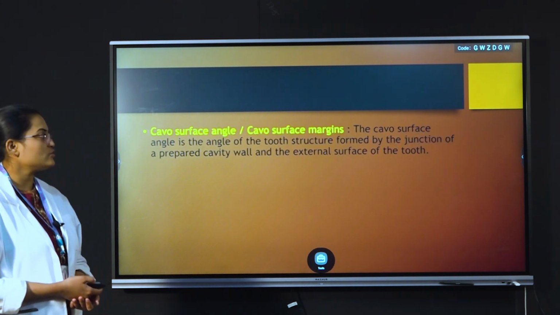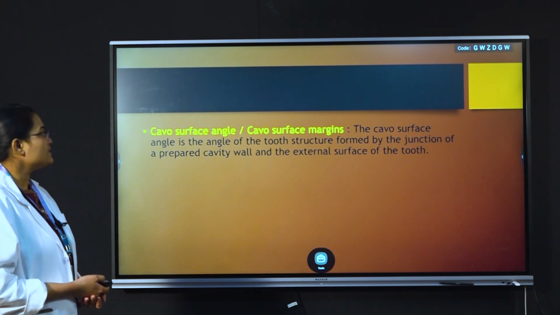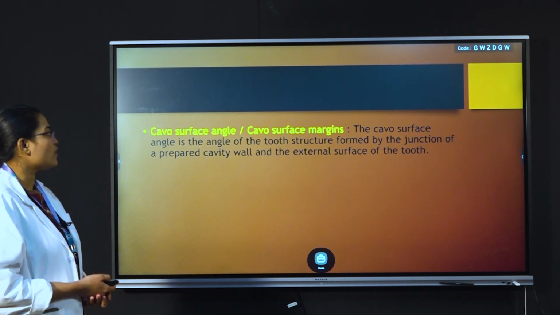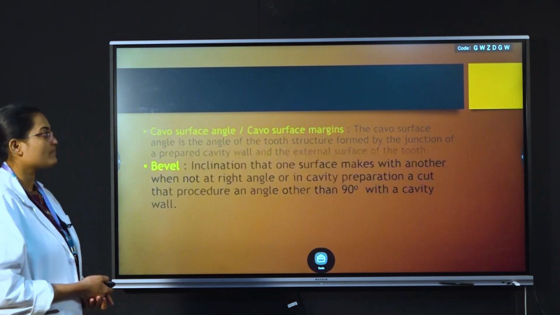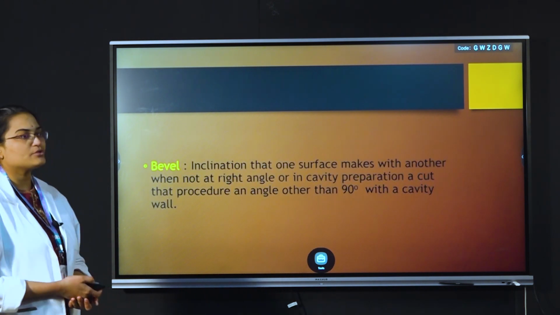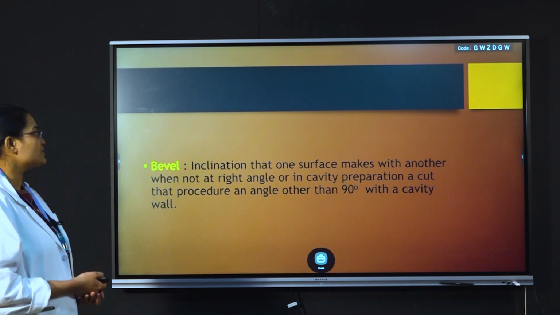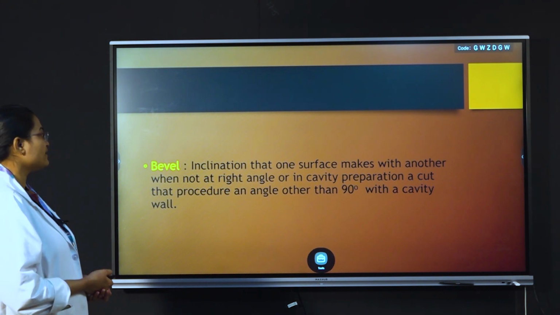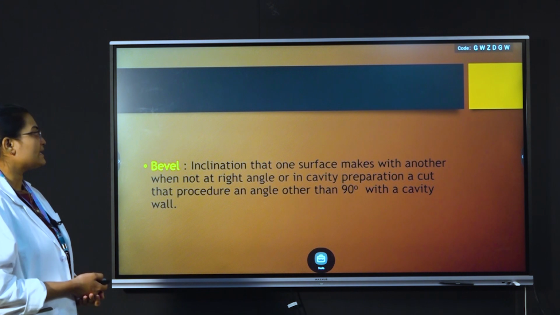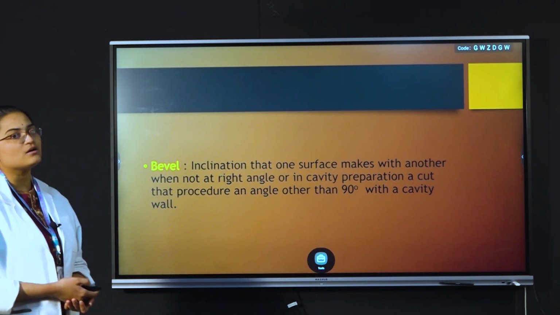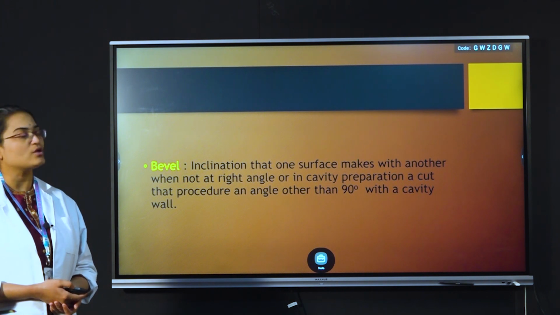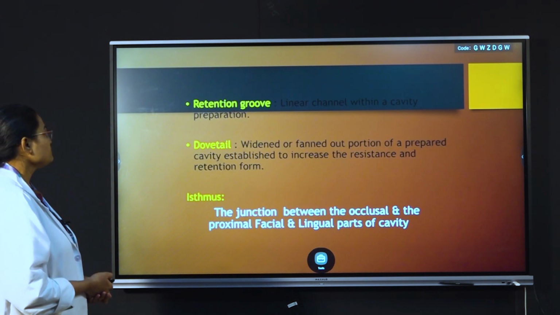Coming to the definition of the cavosurface margin, it is the angle of the tooth structure formed by the junction of the prepared cavity wall to the external tooth surface. And the definition of a bevel: it is an inclination that one surface makes with another when not at a right angle, or in cavity preparation, a cut that produces an angle other than 90 degrees, which is given on the cavity wall.